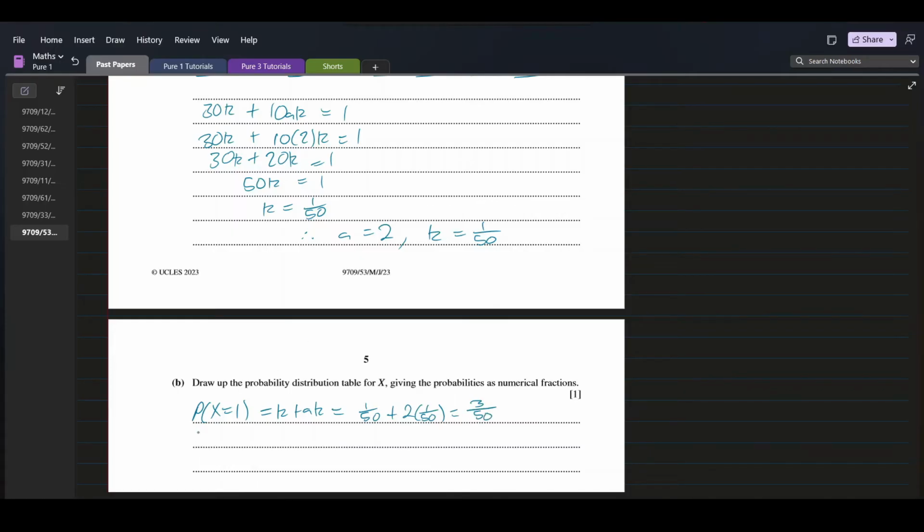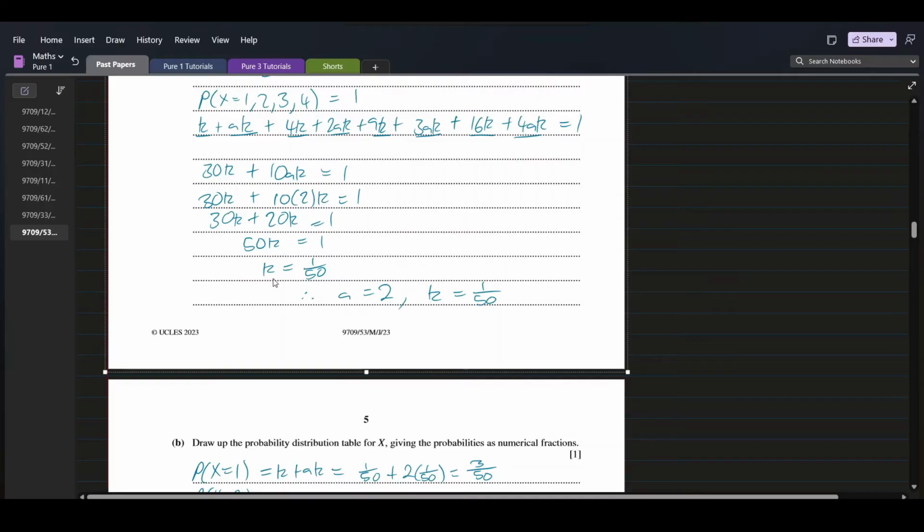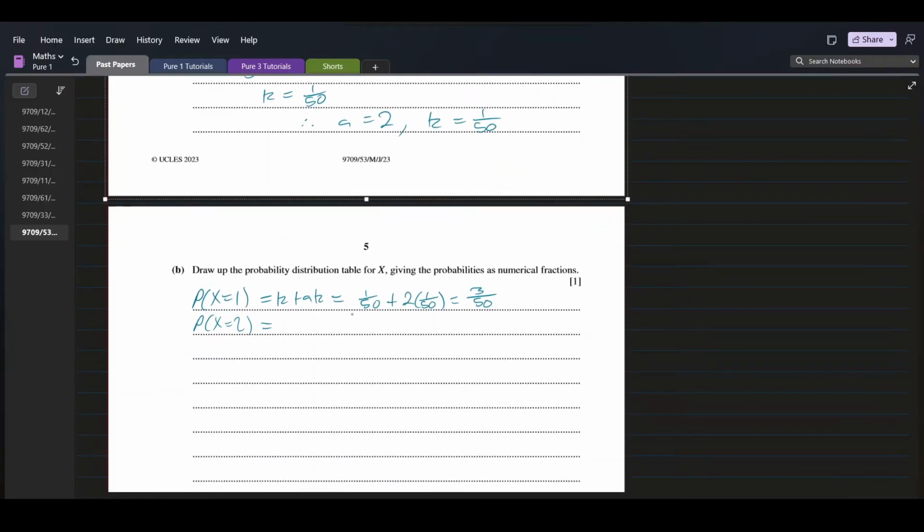And let's evaluate the probability that x is equal to 2. So that's 4k plus 2ak, and that's equal to 4 over 50 plus 2 times 2 times 1 over 50. So that gives us 4 over 50 plus 4 over 50, which is 8 over 50.